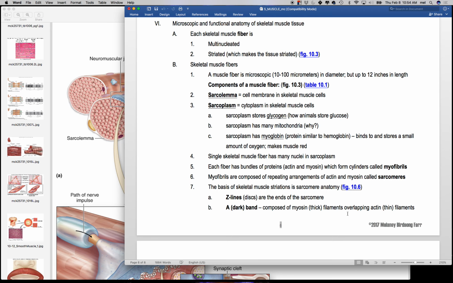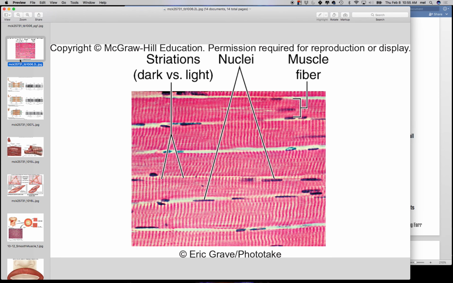let's move into the microscopic and functional anatomy of skeletal muscle tissue. So now, stuff that you remember from studying the histology of skeletal muscle tissue, first of all, remember that we're using the word muscle fiber and muscle cell interchangeably, right? Okay, so a muscle fiber is the same thing as a muscle cell.